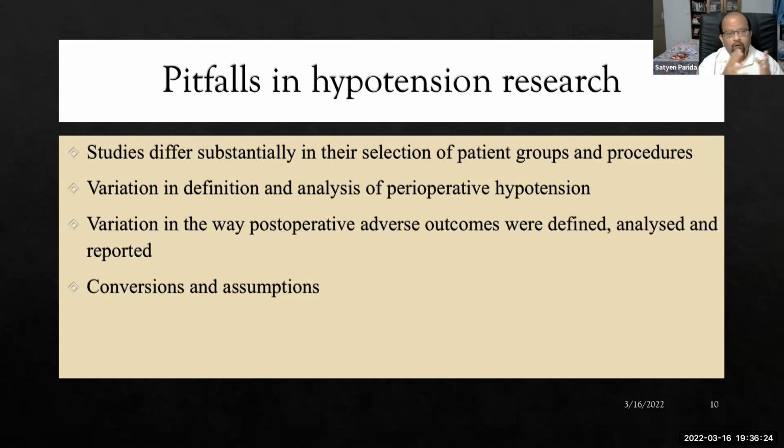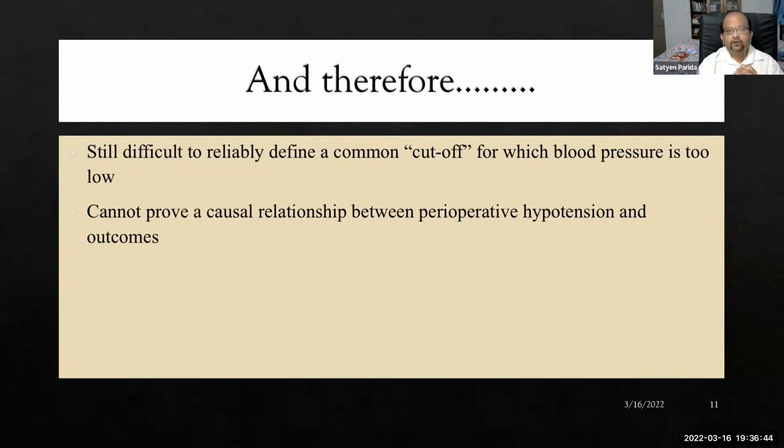And the result of all this heterogeneity in the evidence base means that authors often have to resort to various conversions and assumptions in order to be able to merge the definitions of perioperative hypertension as well as the strengths of associations in order to represent the data in a qualitative manner. And the fallout of all this is that it's extremely difficult to actually point out a particular cutoff of blood pressure and say, this is the blood pressure that all clinicians need to target below which patients might be harmed.